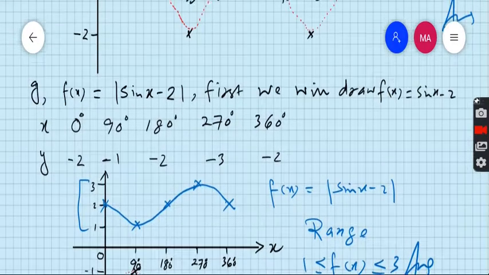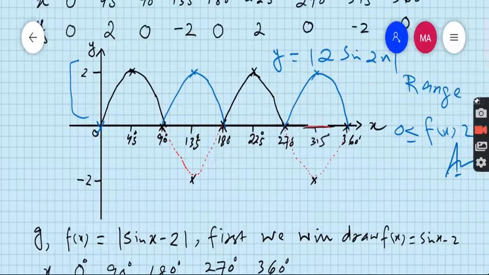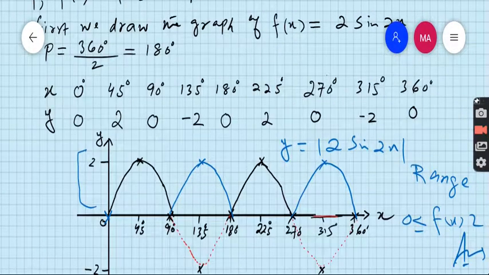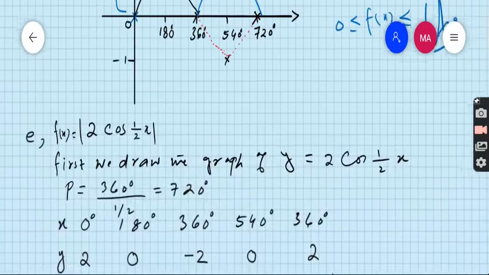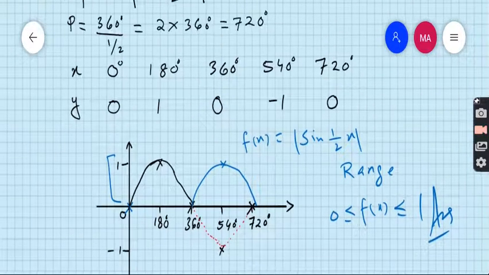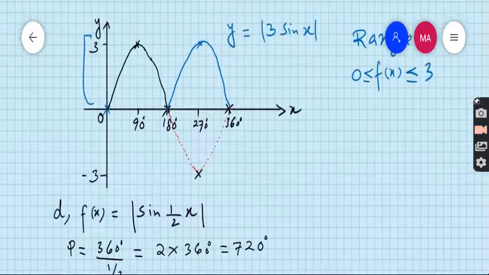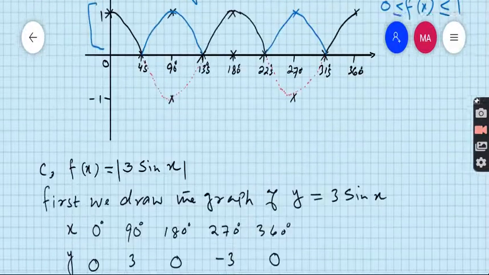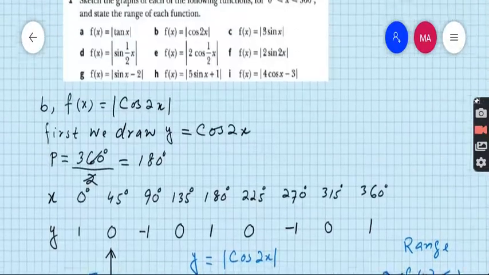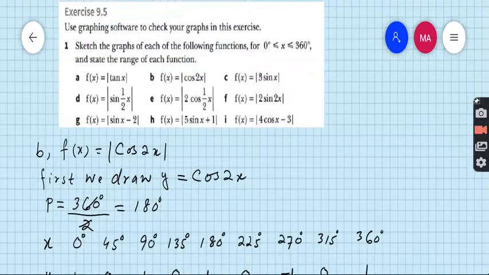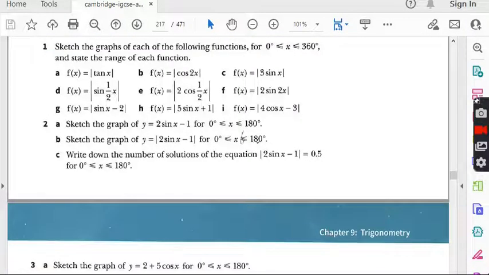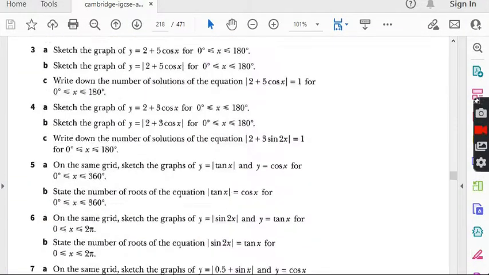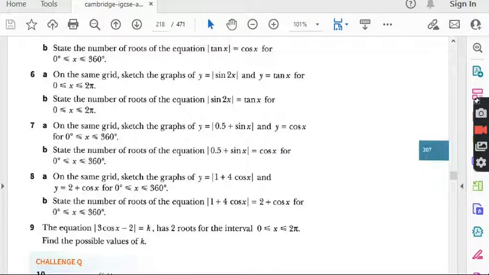After practice you will be good. You will have good command on this topic. I wanted to finish this question and I got success. What next? Question number 2, almost the same. Question number 3, 4, 5, 6, 7, 8, 9. Don't worry, I promise you I will do each and every question.